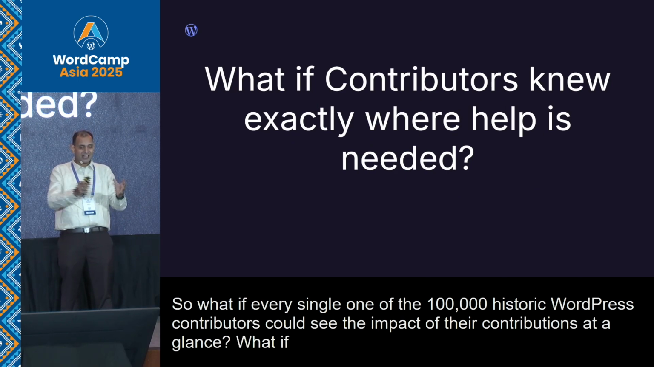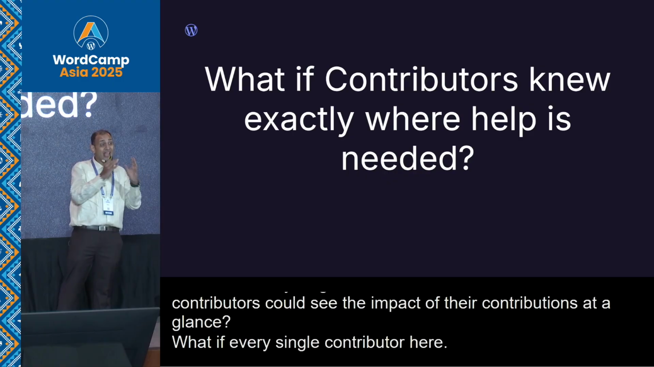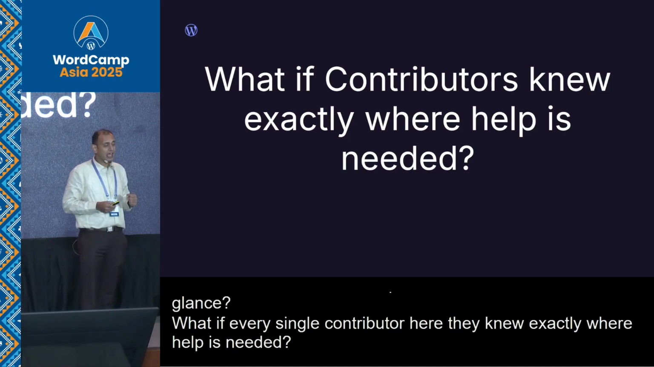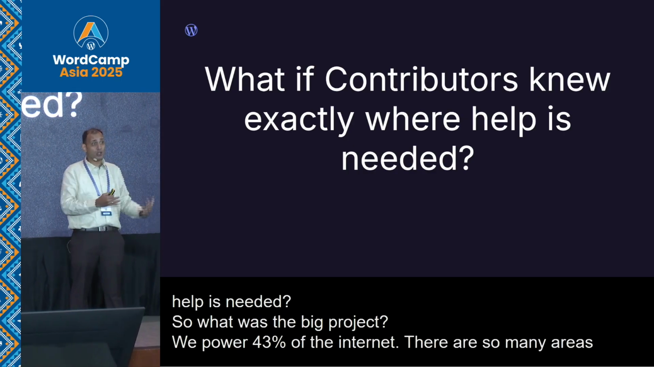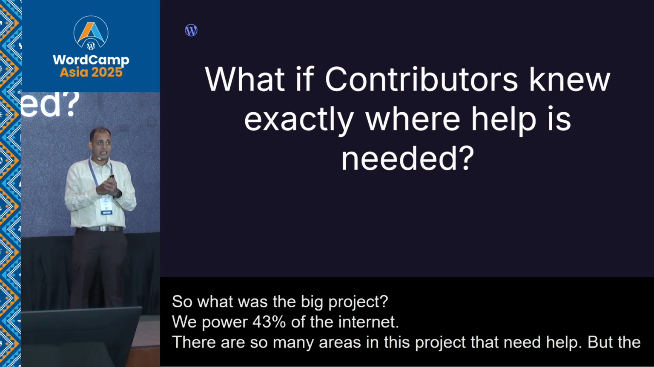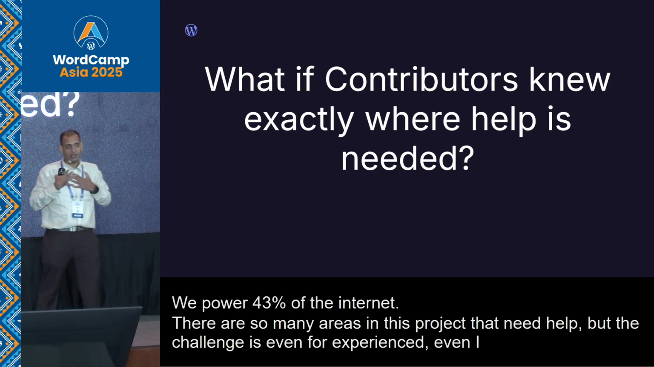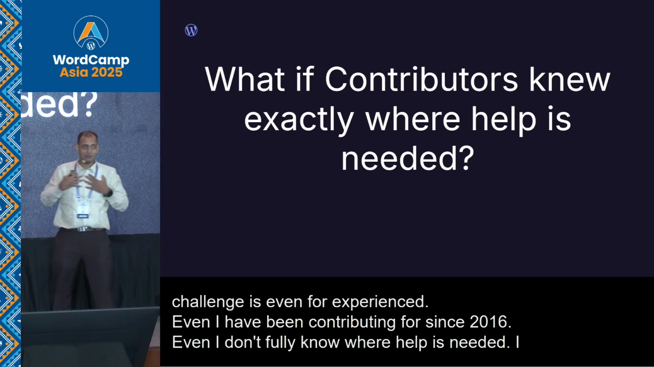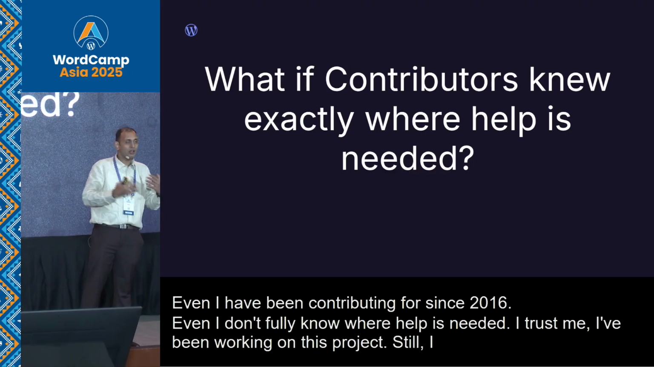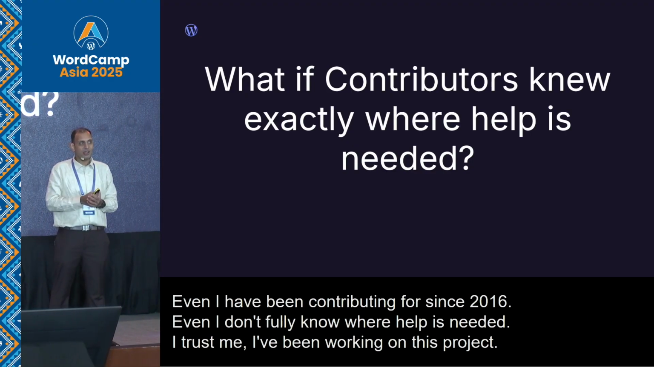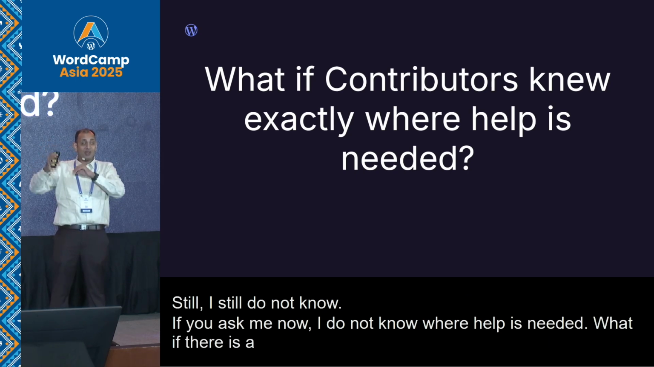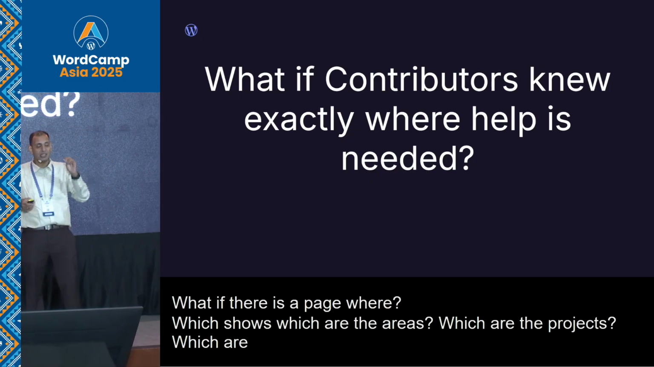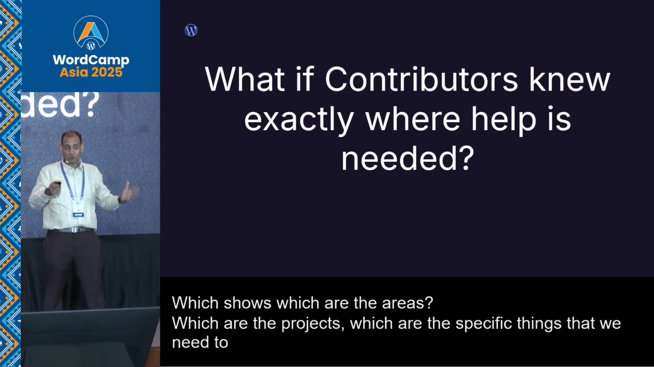What if every single contributor here knew exactly where help is needed? So WordPress is a big project. We power 43% of the internet. There are so many areas in this project that need help. But the challenge is, even for experienced contributors, even I've been contributing since 2016, even I don't fully know where help is needed. Trust me, I've been working on this project. I still do not know. If you ask me now, I do not know where help is needed. What if there is a page which shows which are the areas, which are the projects, which are the specific things where we need help? That would be so cool, right?